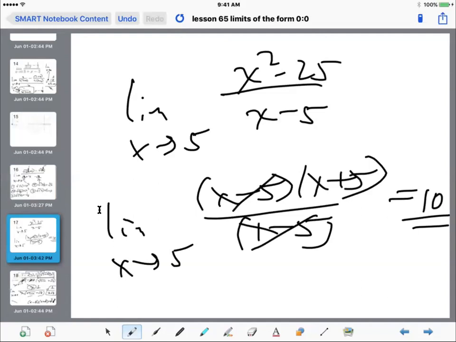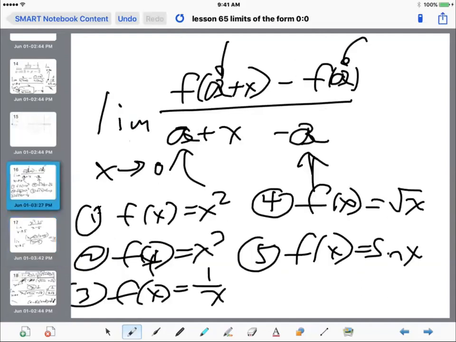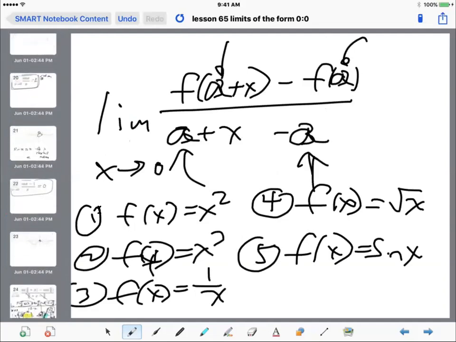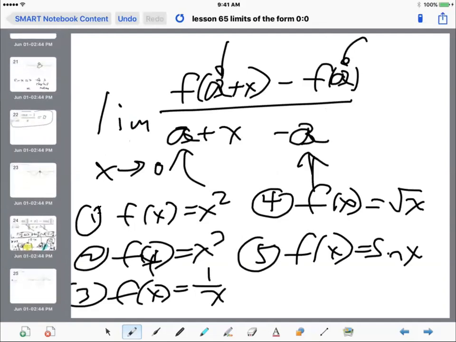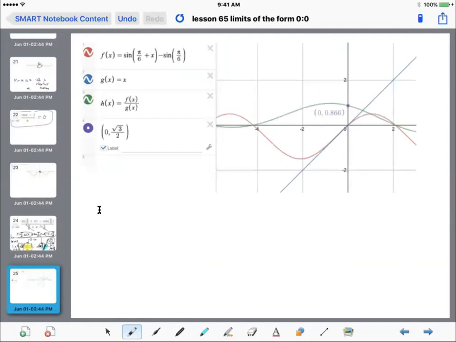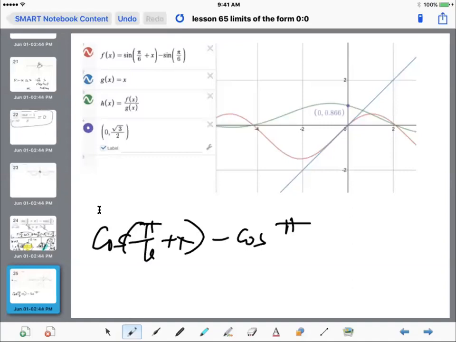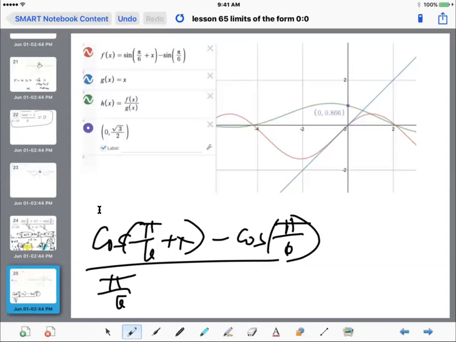But for our purposes today, I hope you have understood how to do the different cases. I think I'm going to throw into the homework a question about cosine. I'm interested about what if it was cosine of pi over 6 plus x minus cosine of pi over 6, over pi over 6 plus x minus pi over 6. You'd have to use that stuff again probably, but you would get a different answer.